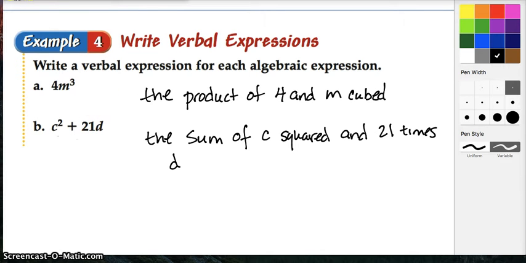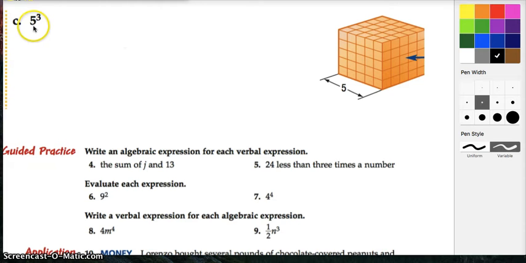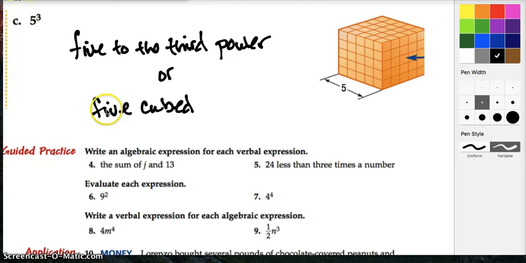Here we've got 5 to the third power. Remember last time what we said? We said that anything raised to the third power, with an exponent of 3, is referred to as cubed. And that's why this shape is being represented here. So basically you've got two possible choices. You could either write 5 to the third power or 5 cubed.